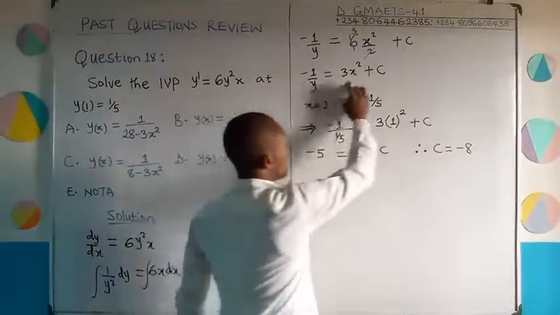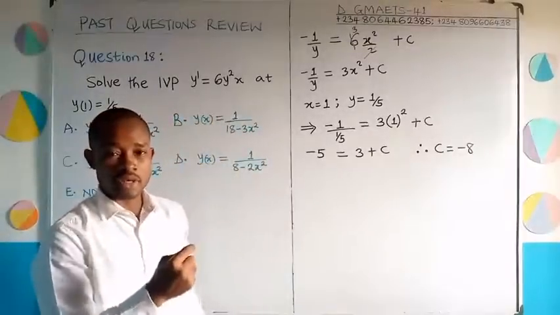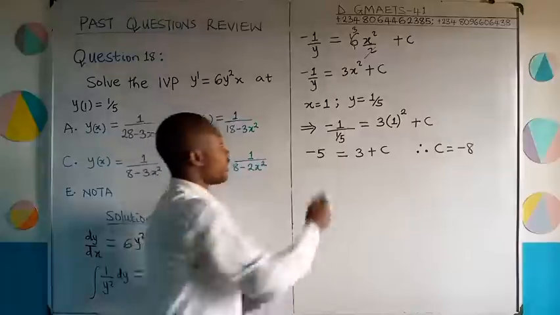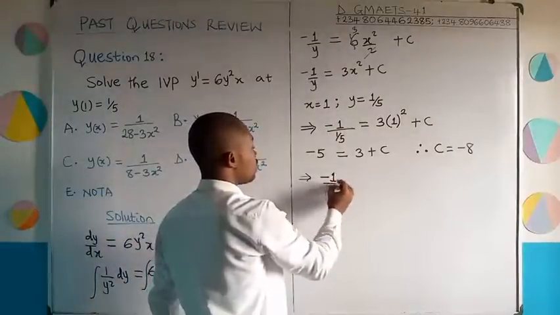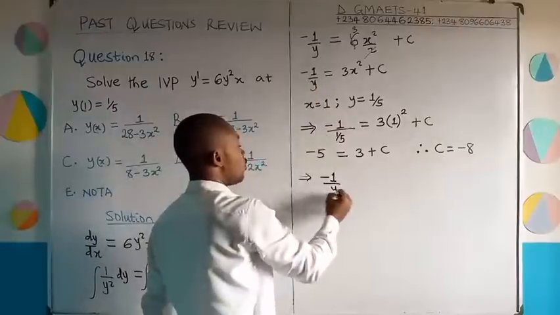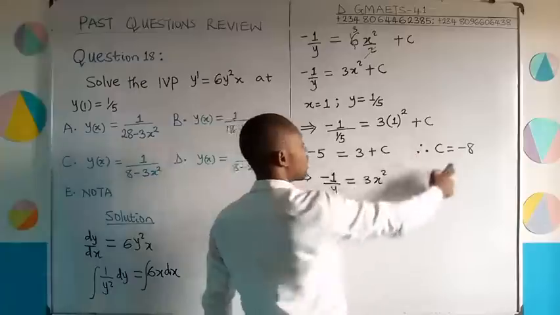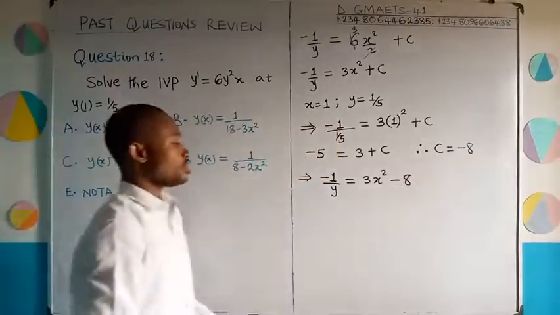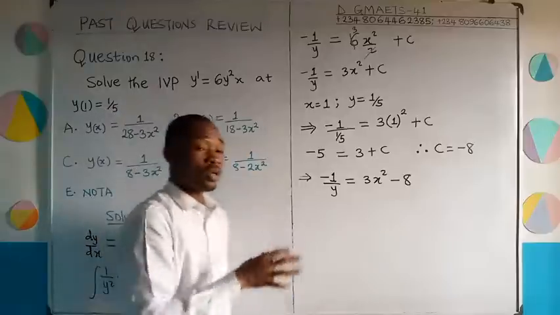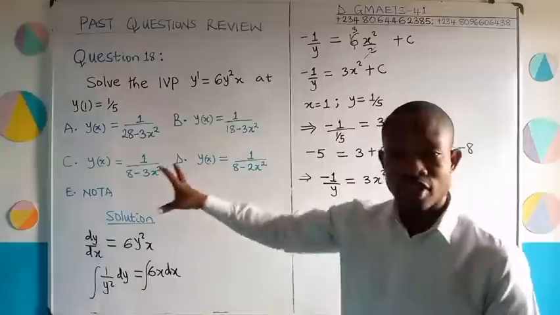We can now go back to our general solution. Substitute for that constant c. Every other thing will remain the same there. So we do that. It implies that the IVP solution will now be minus 1 over y equal to 3x squared, then this plus c, because we have obtained the value is minus 8. That plus will change to minus. This is my solution.